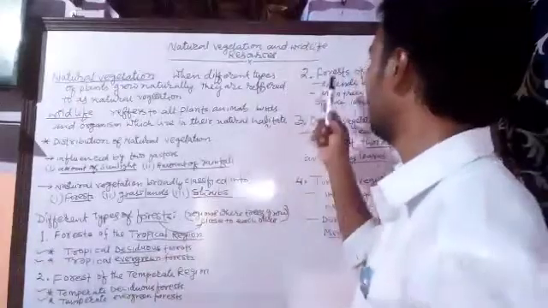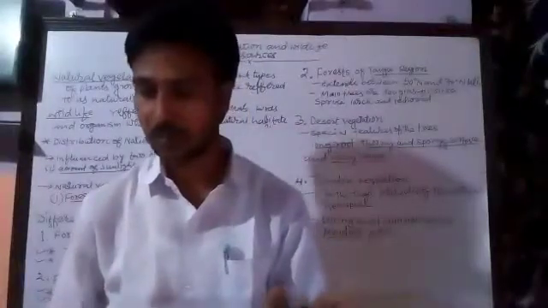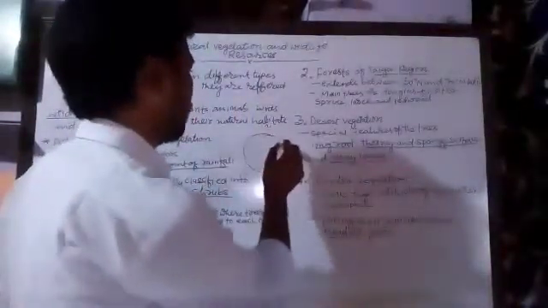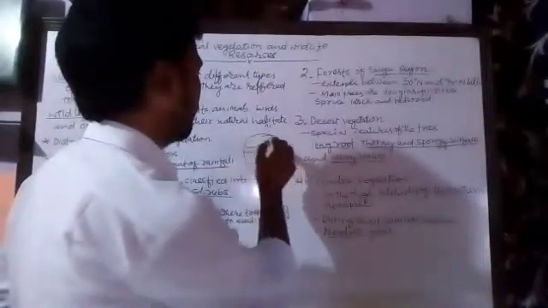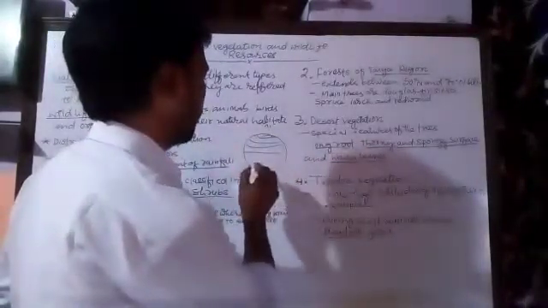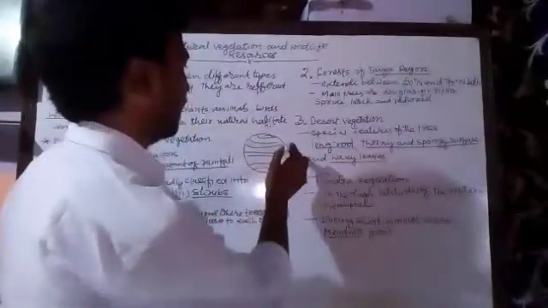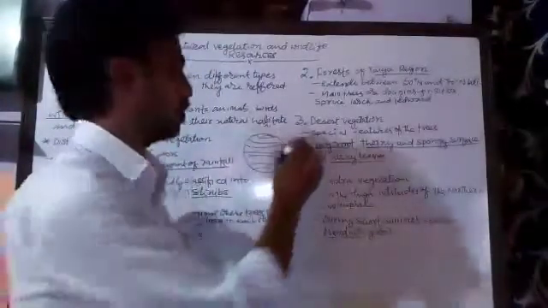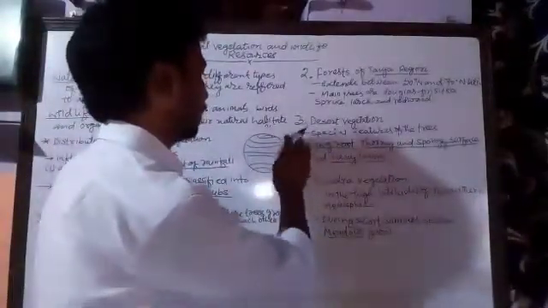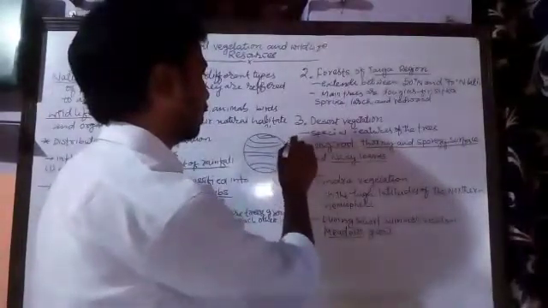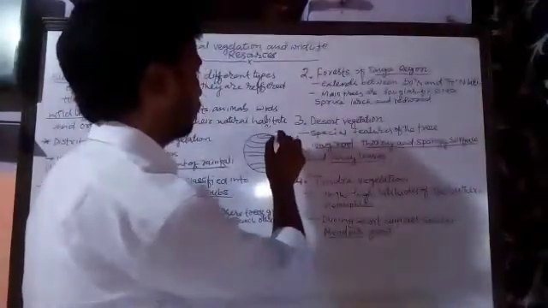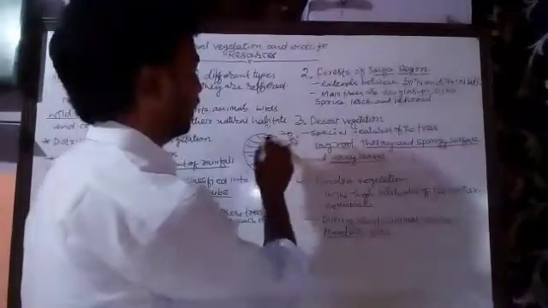Next is the forest of the taiga regions. You can see the forest of the taiga region. Now, when we see the forest of the taiga regions, once again we have to draw. They are found in the areas between 50 degree north latitude to 70 degree north latitudes.